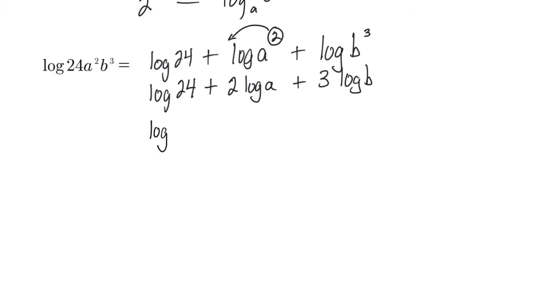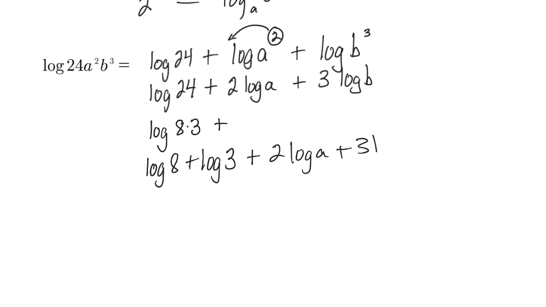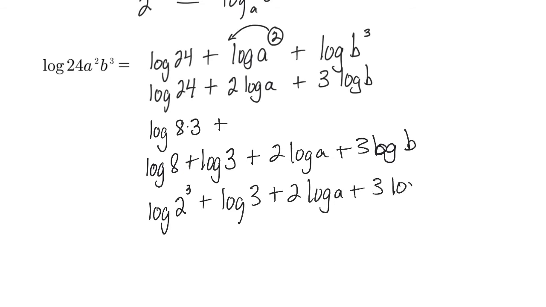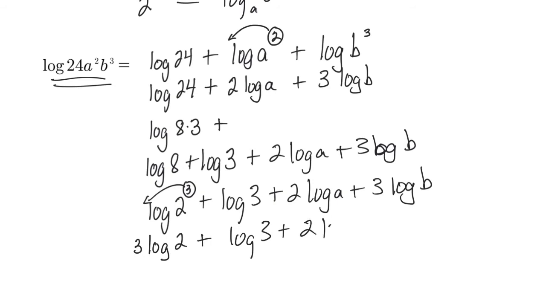Let's rewrite it as, say, 8 times 3 plus all this other stuff. And log of 8 times 3, I could separate that. So it'd be log of 8 plus log of 3 plus all that other stuff I had, plus log of b. And then the 8 is the same thing as 2 cubed. You see where I'm going there? And I'll write everything else out. Plus 3 log b. So then I can use that power rule to bring that out front. So the total simplification of this will be 3 log of 2 plus log base 10 of 3 plus 2 log base 10 of a plus 3 log base 10 of b.